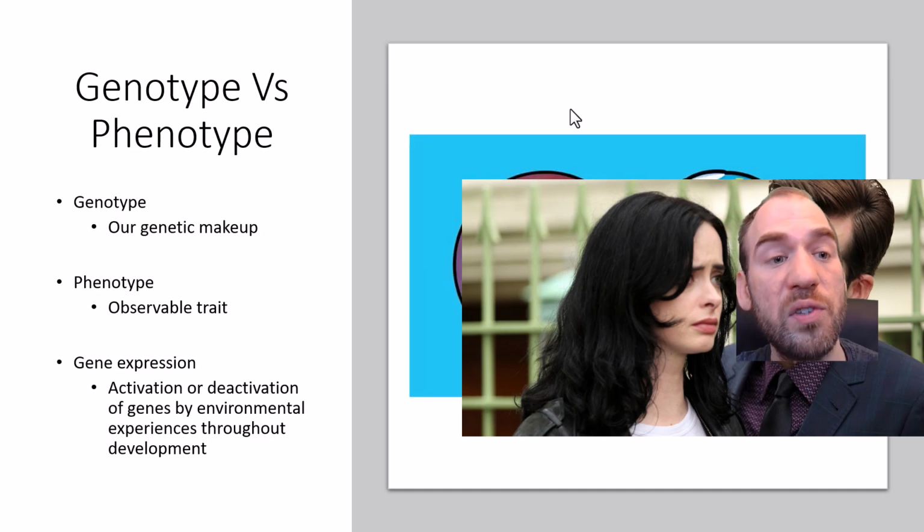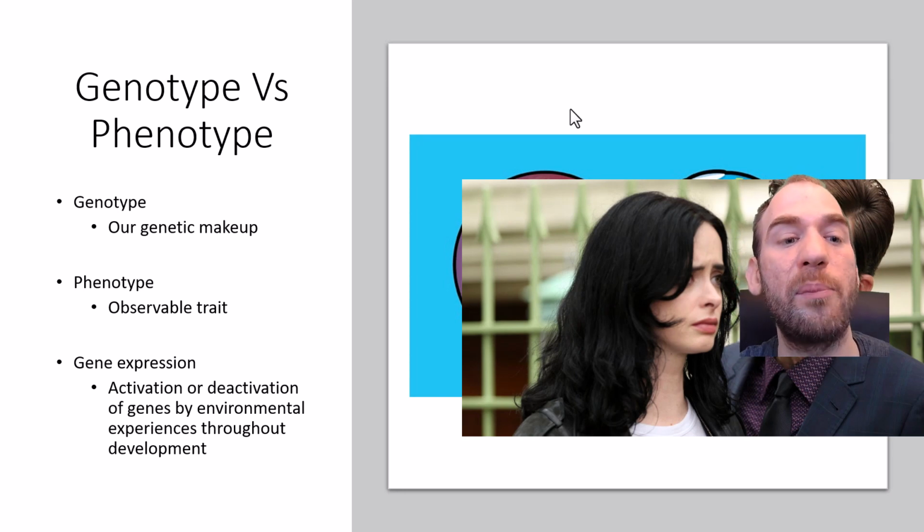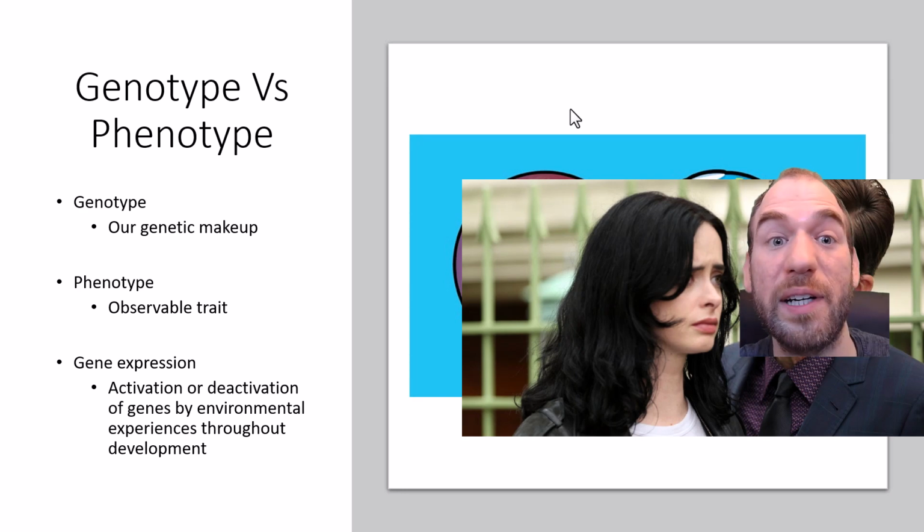Genotype versus phenotype. Genotype is defined as our genetic makeup, the nuts and bolts, the biology, the genetics of ourselves. And phenotype is our observable traits, which can include behavior or things like hair color, eye color, or height. Ultimately, it's something you see, while the genotype is something that's going on at a genetic, microscopic level.